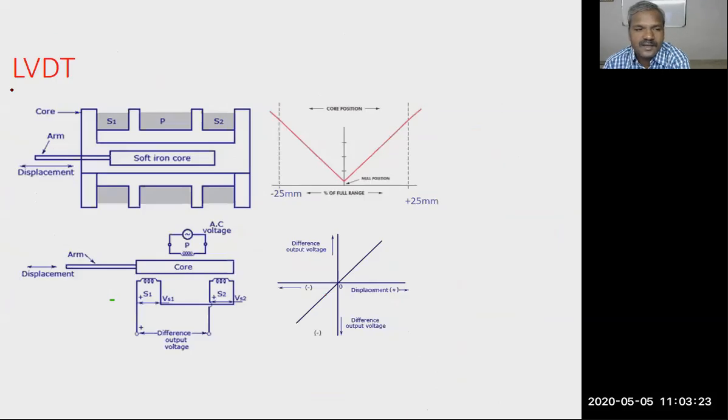This is a linearly variable differential transducer or transformer. This is a very important transducer used in machineries and industries. In many places, the linearly variable differential transformer plays a vital role. But the limitation is that it is for very small and accurate displacement measurement. So this is the AC characteristics of LVDT.